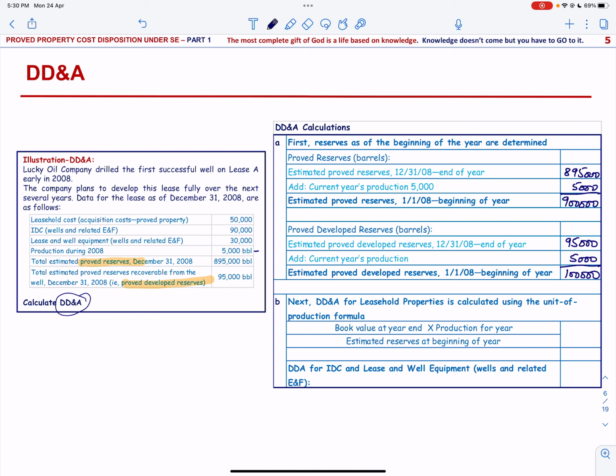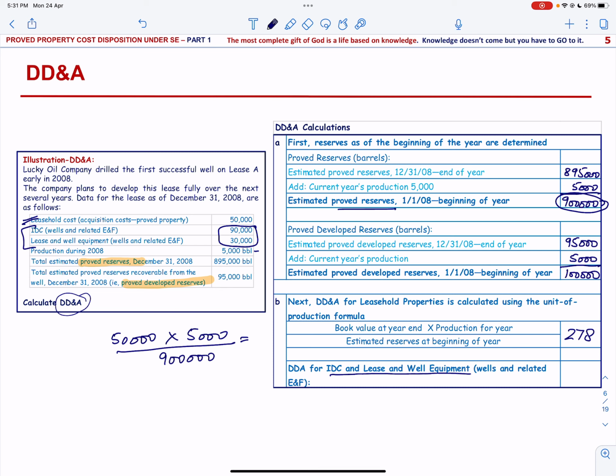Next, we are going to calculate the DD&A for leasehold properties, and this is calculated by the unit of production formula, that is book value at the year end, which is 50,000 for leasehold cost, times production during the year, that is 5,000 barrels, divided by the estimated proved reserves, that is 900,000. So this is equal to 278.